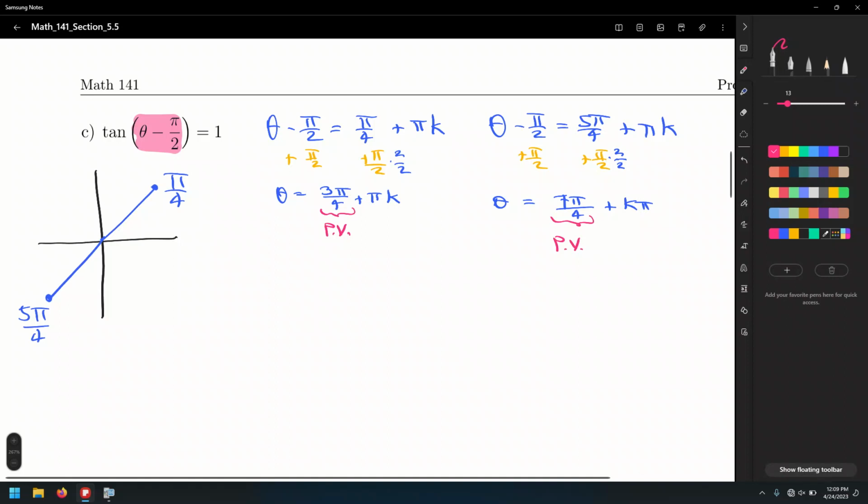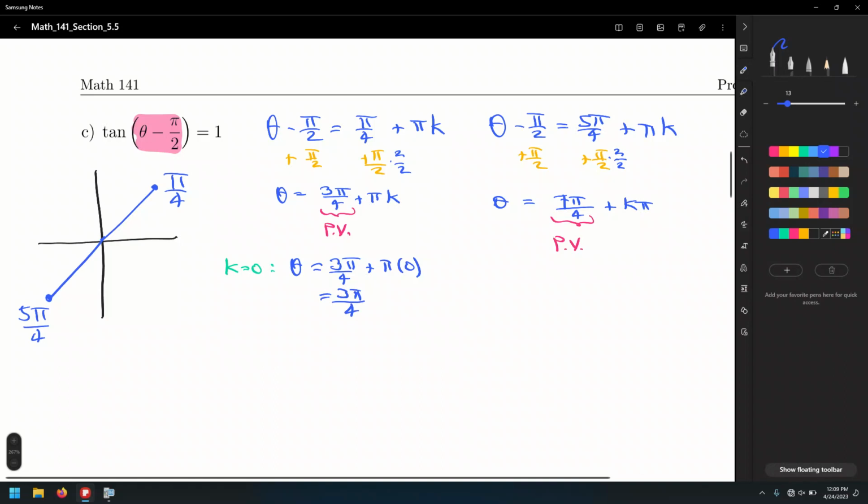And well, of course, because the tangent function is periodic every pi units, we're just going to add pi, 2 pi, 3 pi, 4 pi, etc. But we won't just add any multiples. So we're going to start with k equals 0. For k equals 0, we should obtain the following. That is, theta on the one hand, 3 pi over 4 plus pi times 0. And that's going to give us simply 3 pi over 4.